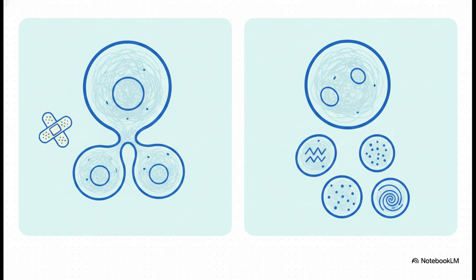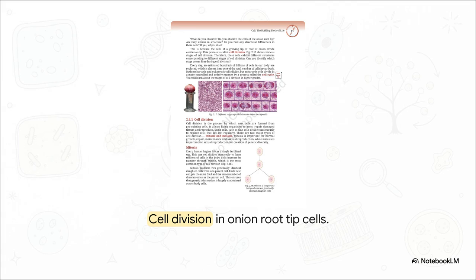But meiosis? That's a totally different ballgame. It's a two-step division strictly reserved for sexual reproduction, cutting the genetic material in half to create beautifully diverse, entirely unique new life. And you can literally see this relentless cycle of growth happening.